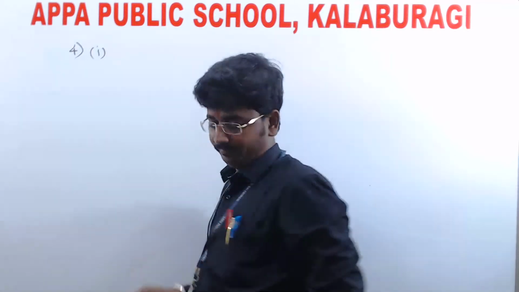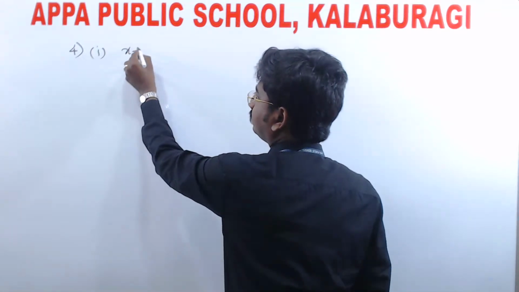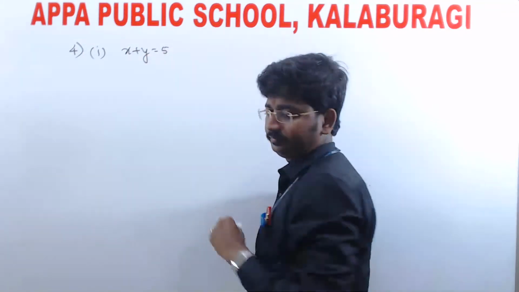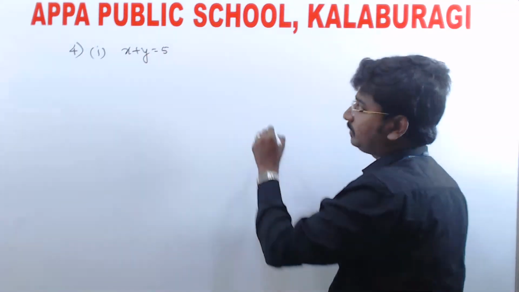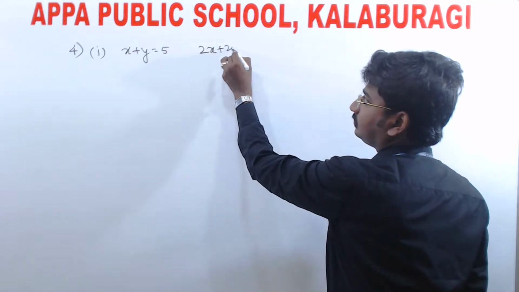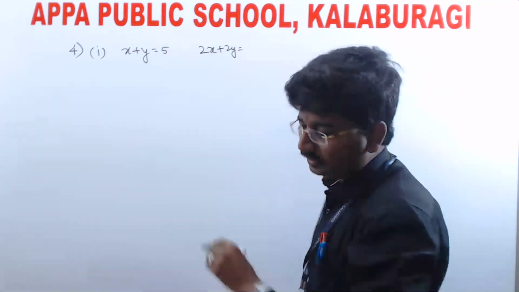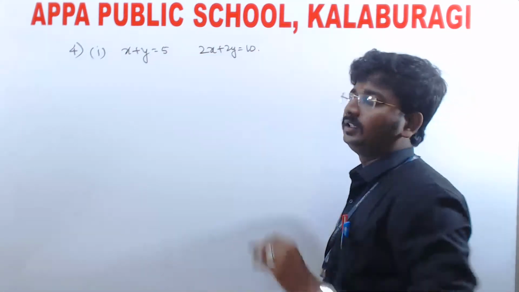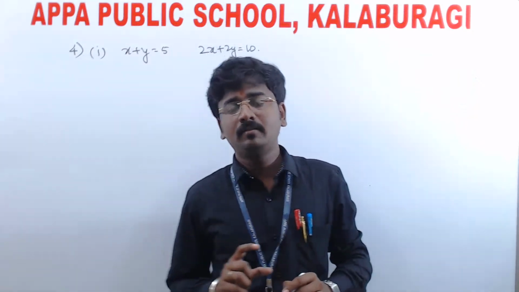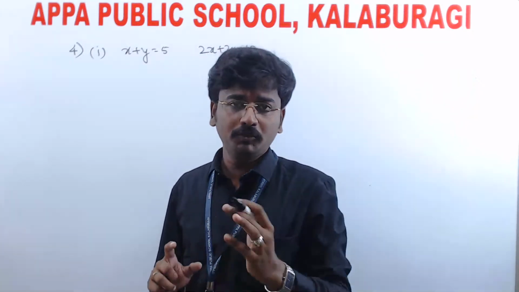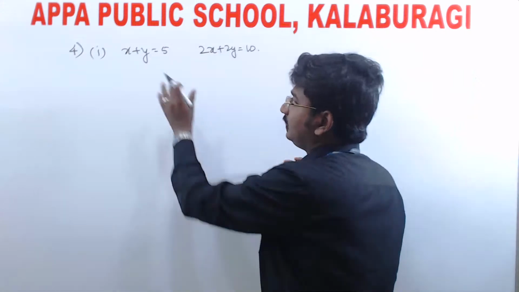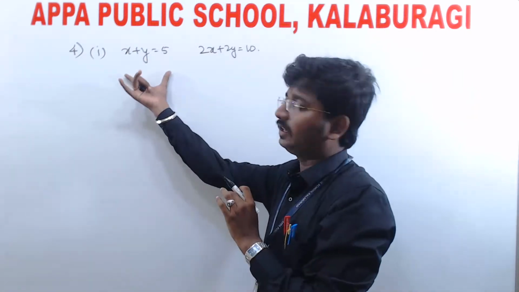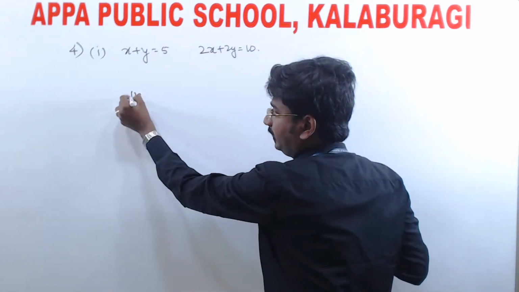In that first one, what is the question? x plus y equal to 5 and 2x plus 2y equal to 10. Last year you have done linear equations in 2 variables. How did you used to draw the graph? There are 2 methods. Think that you have this question, draw this graph. It is a 9th standard concept I am telling you.